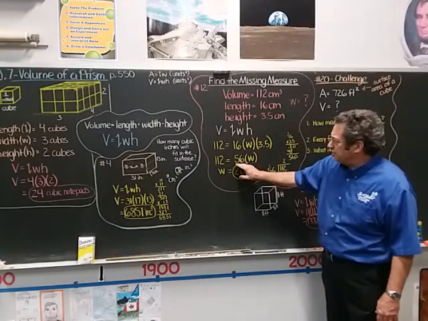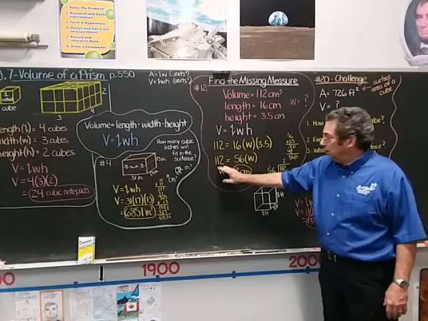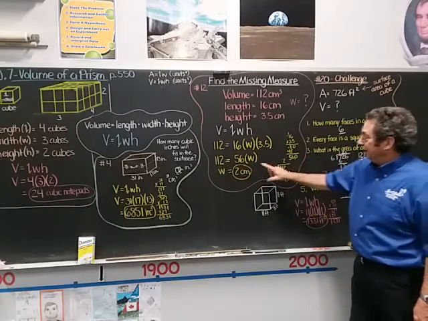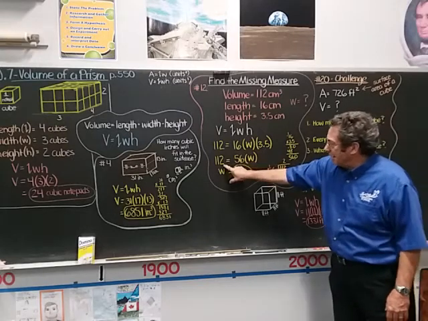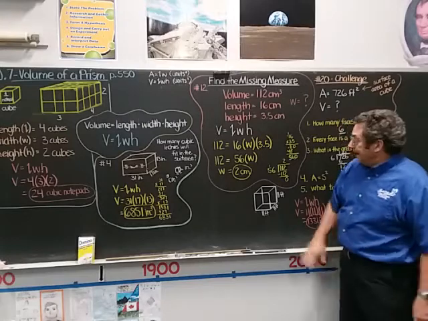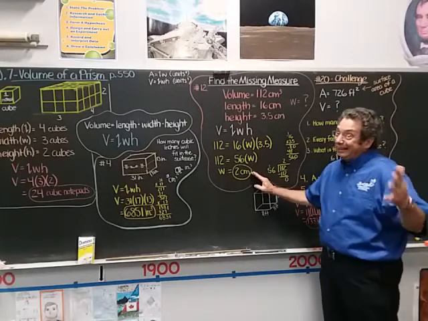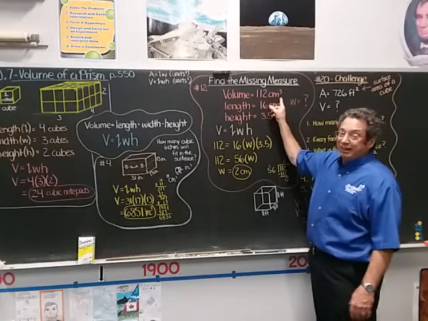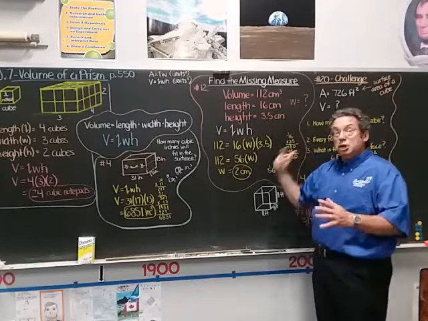What times 56 is 112? Well, I divided 112 by 56, and I got 2. 2 times 56 is 112, so W must equal 2. And I'm going to put it as 2 centimeters. Notice it's just centimeters. I'm looking at the width. I'm not looking at the volume. Only the volume is written in cubic centimeters. The rest are just units.